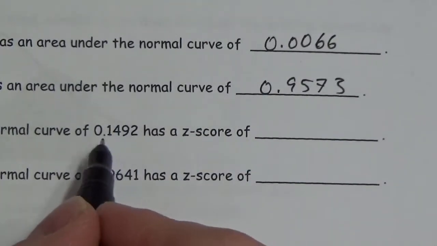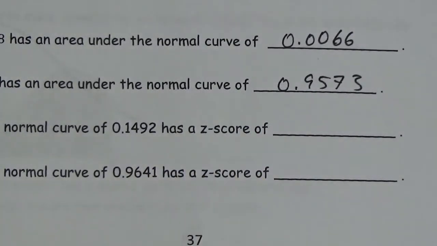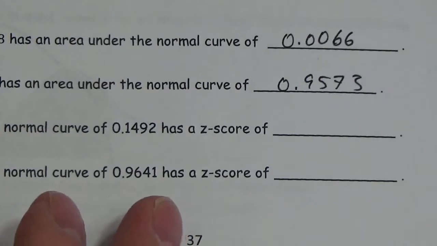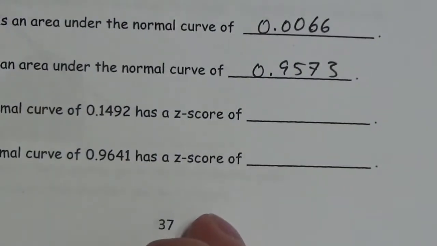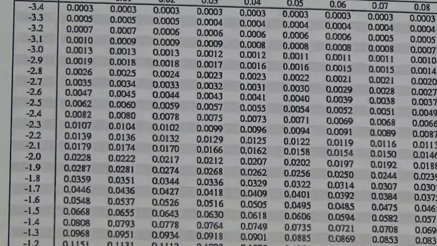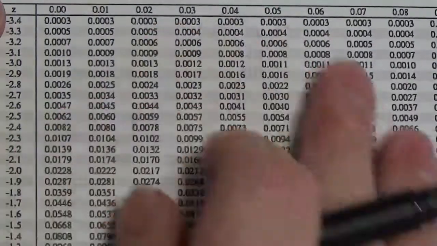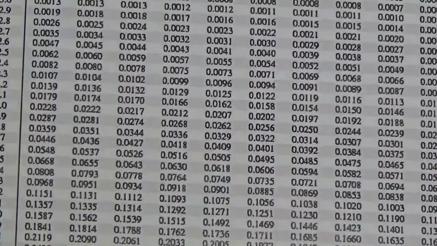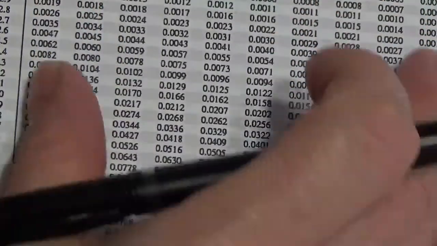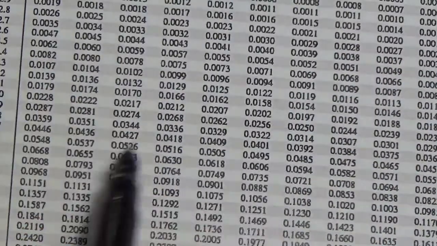Now, I have to assume that this is the area from a z-score to the left. Okay, I have to assume that because I can't use the chart otherwise. So let's grab the chart here. And what I'm looking for now is an area of 0.1492. So what I got to do now is look in the chart for my area here. Now, that shouldn't be too bad because the area should get larger and larger as we go down here. So 0.1492, I'm just looking here.